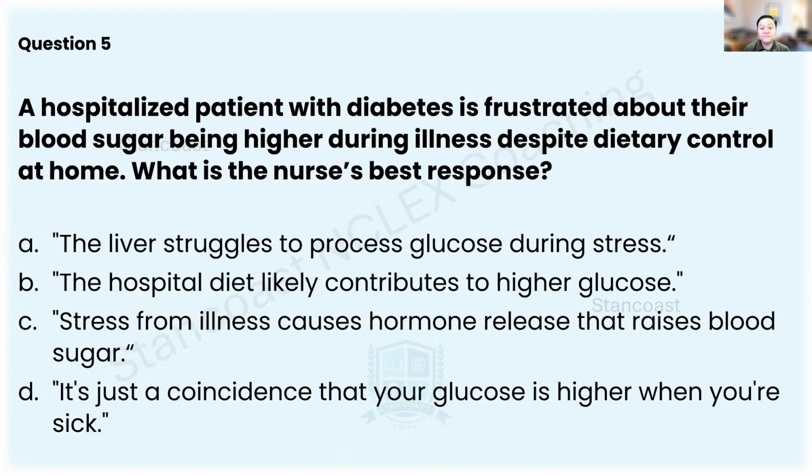Now let's have number 5. A hospitalized patient with diabetes is frustrated about their blood sugar being higher during illness despite dietary control at home. What is the nurse's best response? Is it A, the liver struggles to process glucose during stress? Or is it B, the hospital diet likely contributes to higher glucose? Or is it C, stress from illness causes hormone release that raises blood sugar? Or D, it's just a coincidence that your glucose is higher when you are sick?